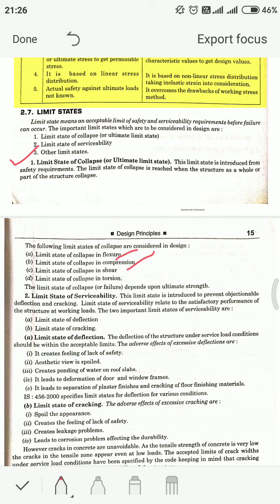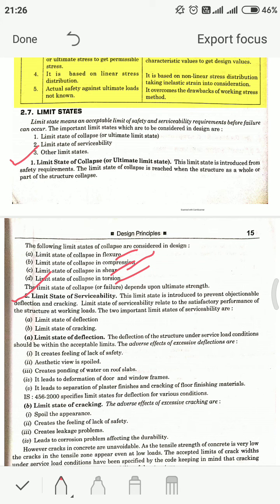And the second one is limit state of serviceability. This limit state is introduced to prevent objectionable deflection and cracking. Limit state of serviceability is related to the satisfactory performance of the structure at working load. Two important limit states of serviceability are limit state of deflection and limit state of cracking. Limit state of deflection: the deflection of the structure under service load condition should be within the acceptable limit.